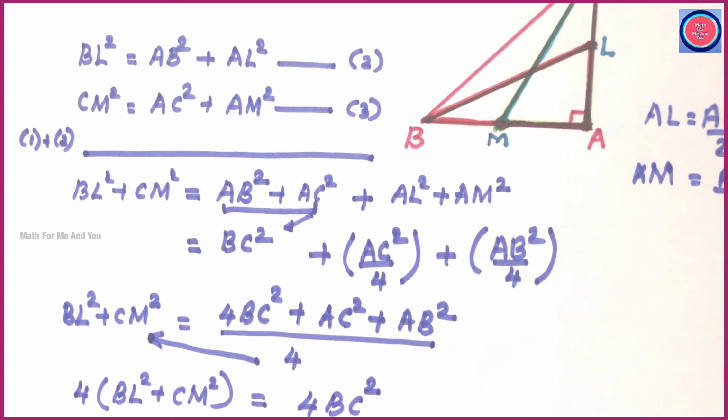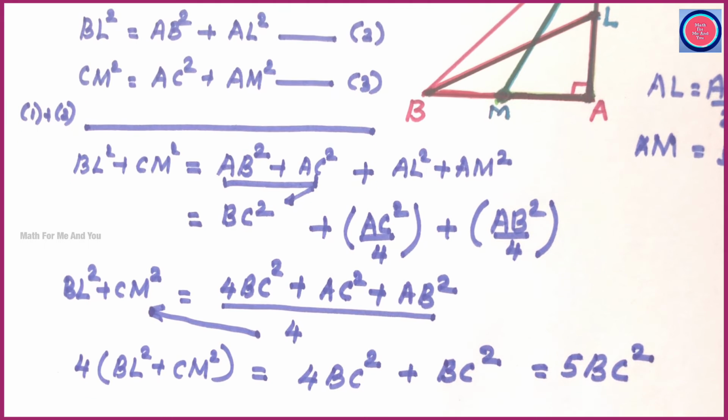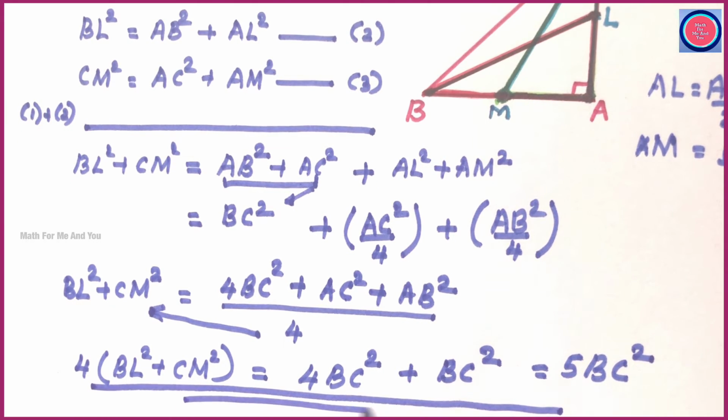From equation number 1, we could replace this with BC square. Because equation number 1 is BC square is equal to AC square plus AB square. How many BC square? 4 plus 1, 5 BC square. So what we are getting now? We are getting 4 times BL square plus CM square is equal to 5 times BC square. So we have proved this.